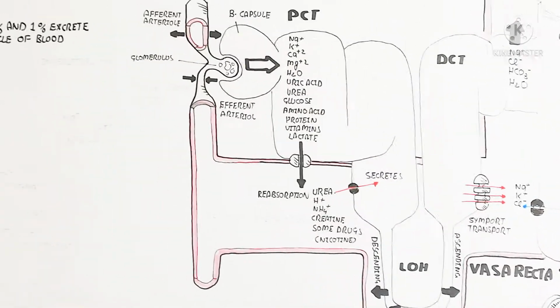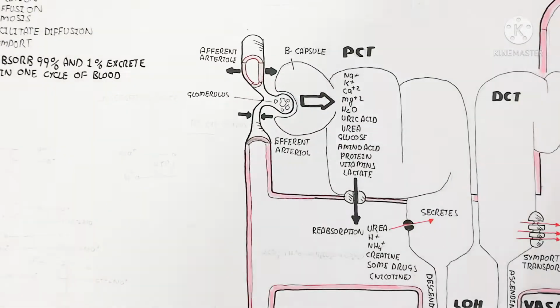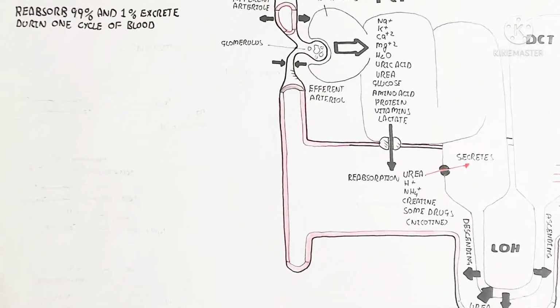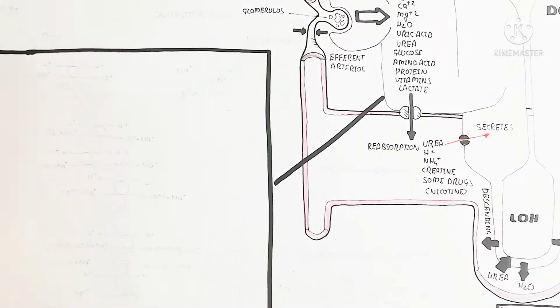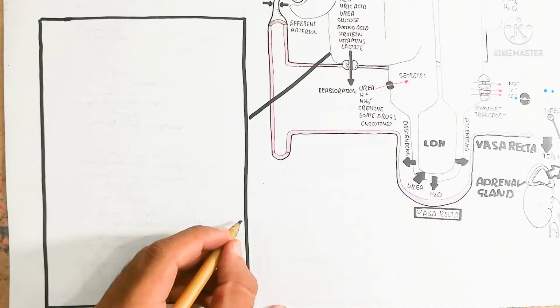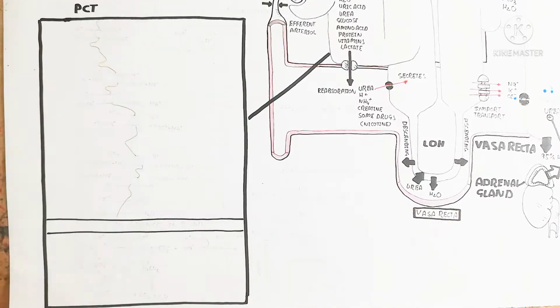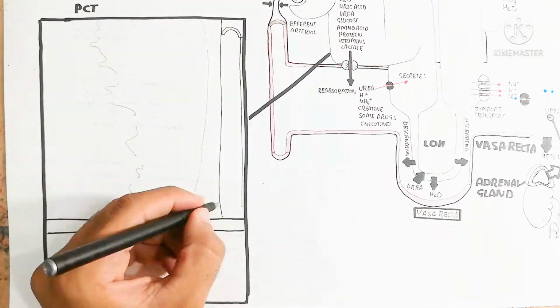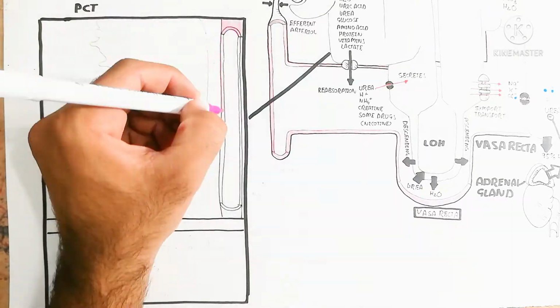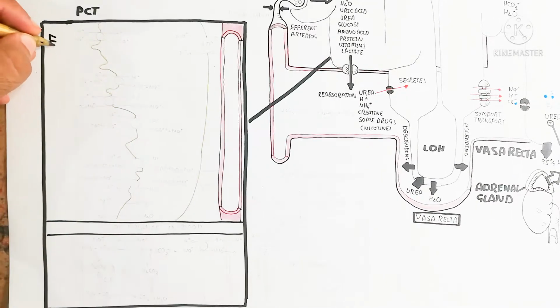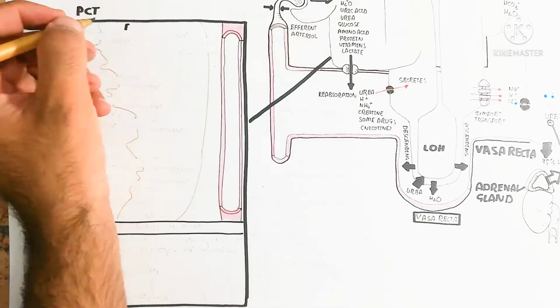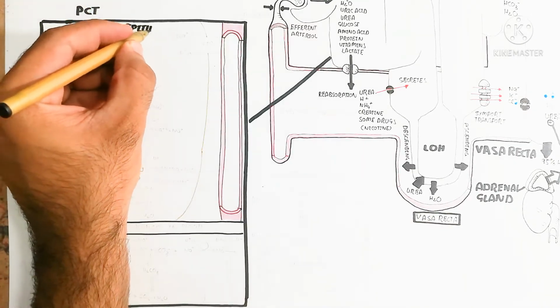In this way, 95% of the water will be reabsorbed. On the other hand, an important thing is that a diabetic person, whose blood glucose level is increased, will excrete glucose to maintain the glucose level, while a normal person will not do that. Here is the proximal convoluted tubule, which we will discuss first.